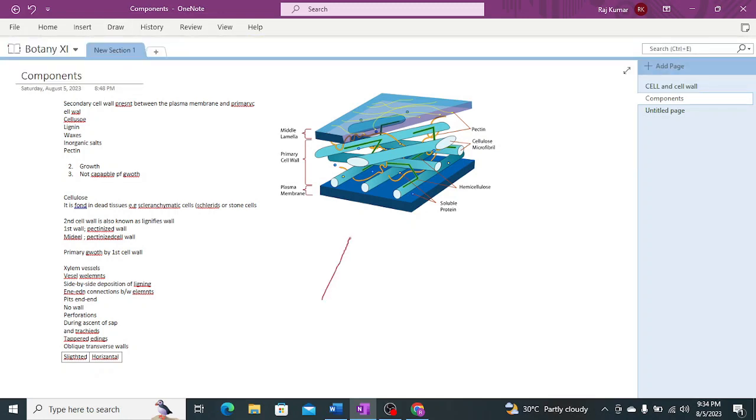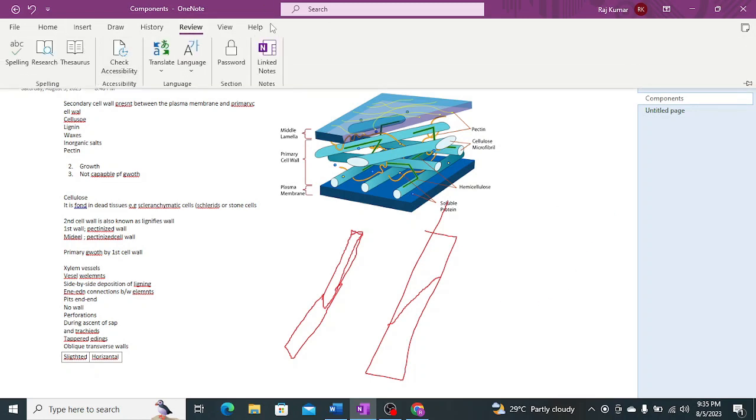Suppose this is the structure of a xylem tracheid, and it is horizontally oblique, which means it is horizontally a bit slanted, due to which it is called an obliquely transverse wall as well. I hope this sounds clear.